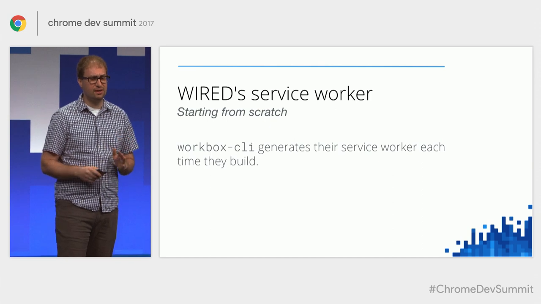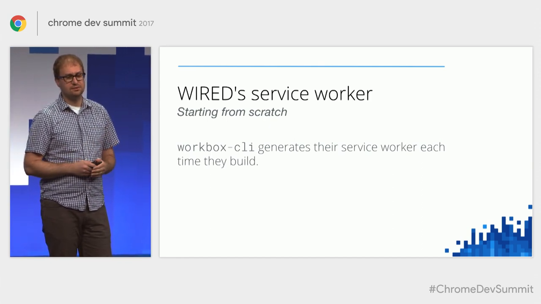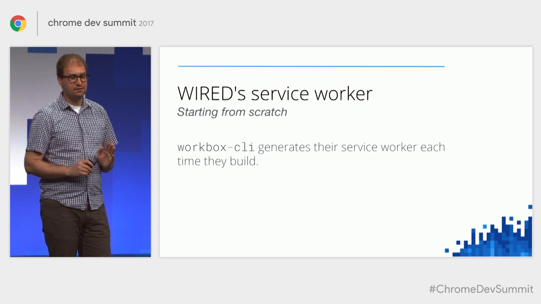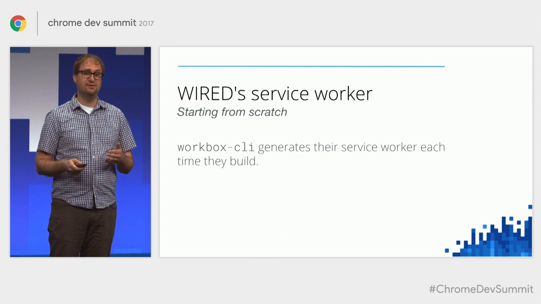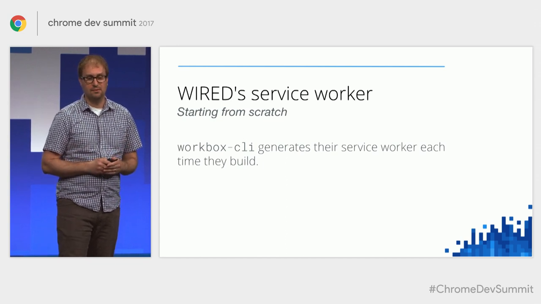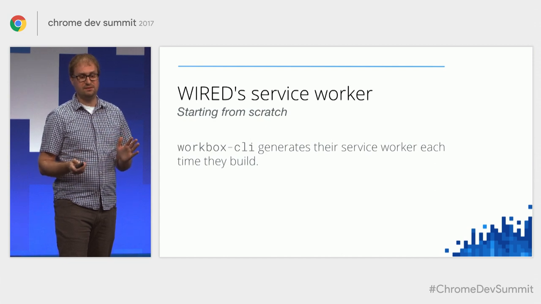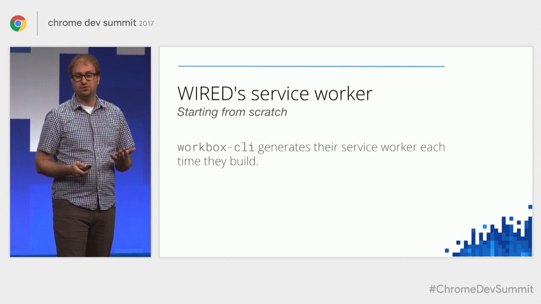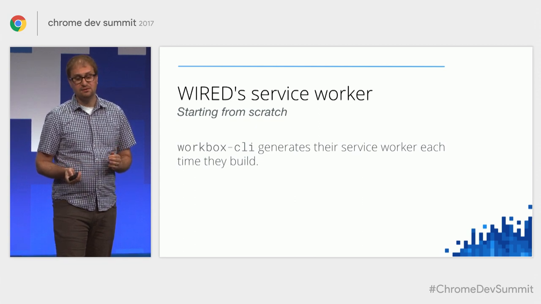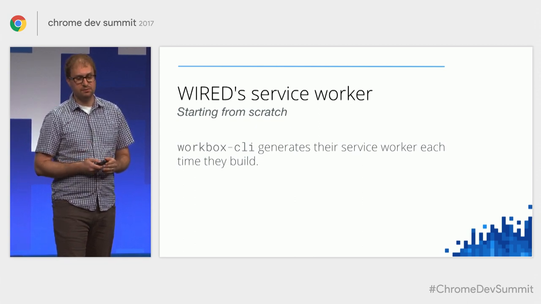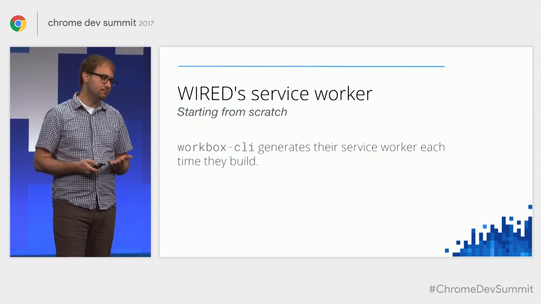Because they're starting without any existing service worker, their use case is a little bit different than Pinterest. They're fine with letting Workbox generate their entire service worker for them each time they rebuild their site. Workbox has a few ways of integrating with build processes, and it's flexible enough to work with most setups. In Wired's case, they're already using NPM scripts, so using Workbox's command line interface made the most sense for them.